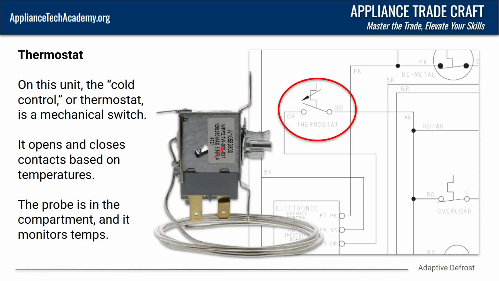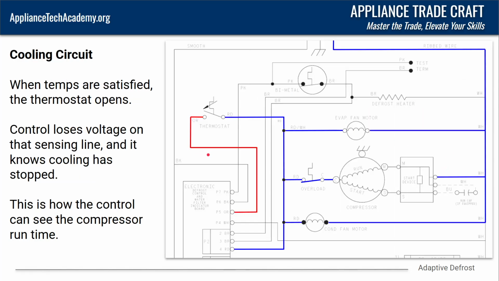It's just a simple open-close switch there, wired in series with that. So when the cooling circuit, when the temperatures are satisfied, that thermostat that we were just looking at, it opens the circuit. So the control board knows it's sending 120 volts out this line. It's looking for 120 volts there. When this opens, look at that.